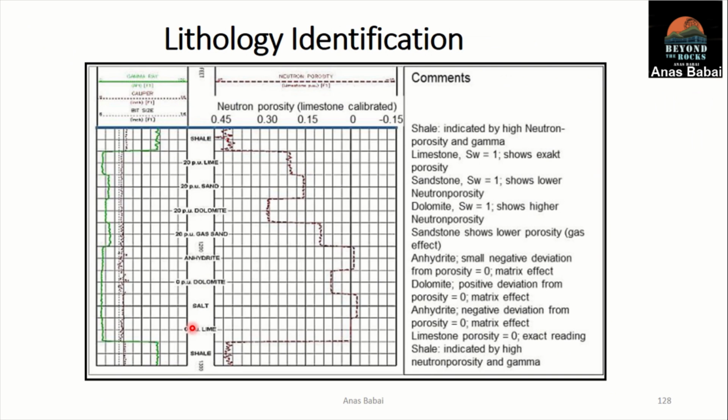This diagram will help you to better understand the log response in different lithologies. For example, if we have 20% porosity limestone, and the limestone is fully saturated with water, it will give us the exact porosity of that limestone, which is 20% here. Shale is indicated by high gamma ray and high neutron porosity, because it contains water, and the water contains hydrogen, and the neutron log is sensitive to hydrogen, so it will give us a high porosity in shale. So this is one of the indicators of shale.